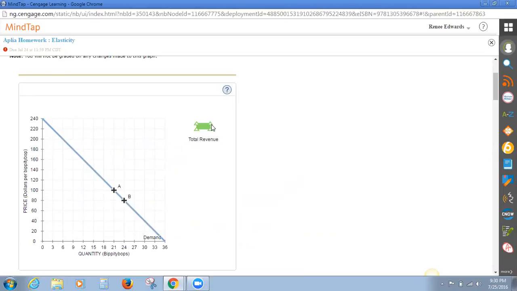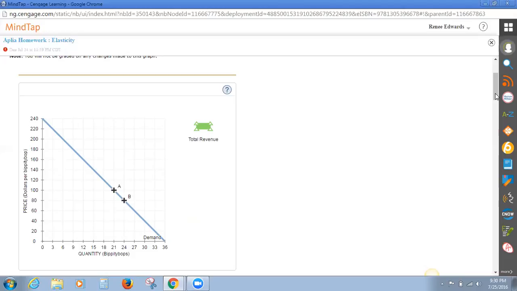And so this graph is asking you to figure out the total revenue. And the way to figure out total revenue is there's a formula for that. It's the price times quantity. So revenue has nothing to do with profit. Revenue is just how much money you bring in. So you take the price of what you're selling something for times the actual number of units sold.